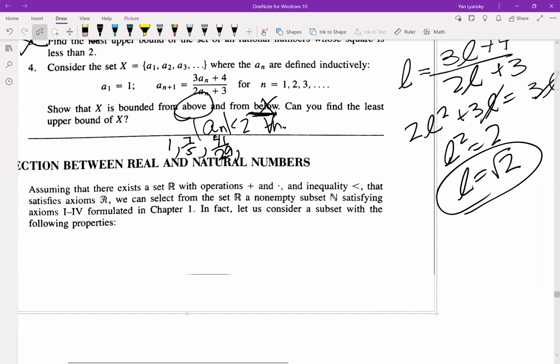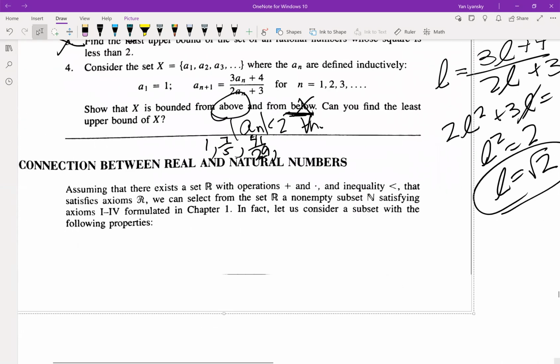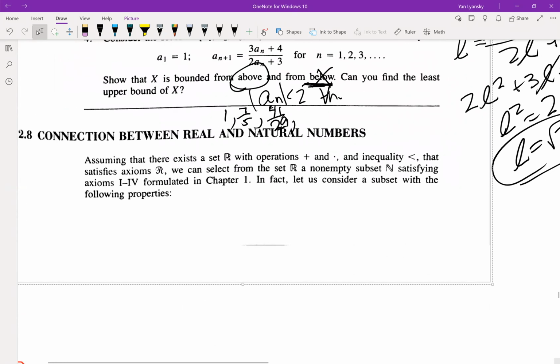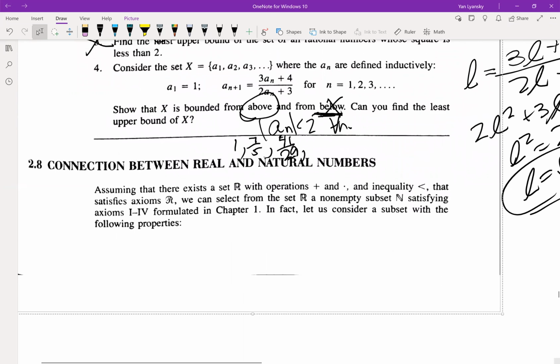So I'm going to take a pass on those. We have the least upper bound, but we're not going to go through that. All right, so that's, I guess, for next time.